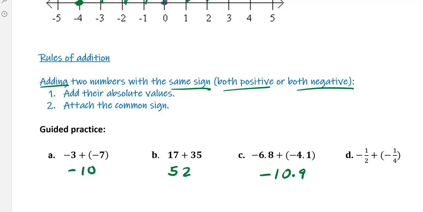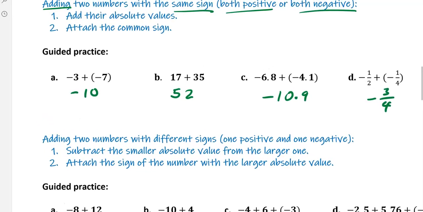-1/2 plus -1/4, well, they're both negative, so the answer is going to be negative. And 1/2 plus 1/4 is 3/4. So -3/4. Pretty easy. You add the numbers and keep the sign that they both happen to be. But they both have to be the same sign.